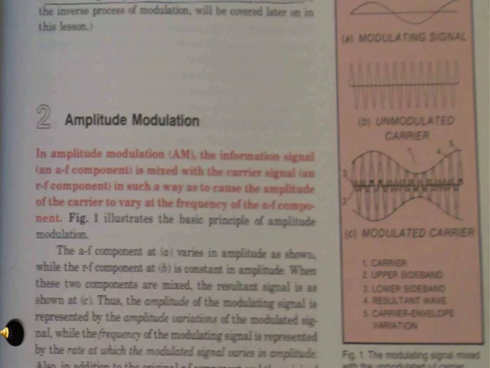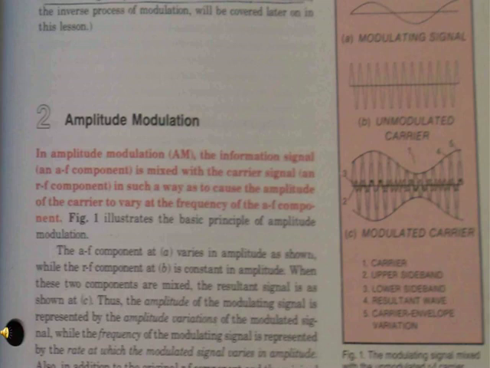So this will be the radio frequency component, in such a way as to cause the amplitude of the carrier to vary with the frequency of the audio frequency component. This means that in amplitude modulation, the information signal, audio frequency, is combined with the carrier signal, radio frequency component. Also, the carrier is a normally constant signal, but the information varies the amplitude of the signal.